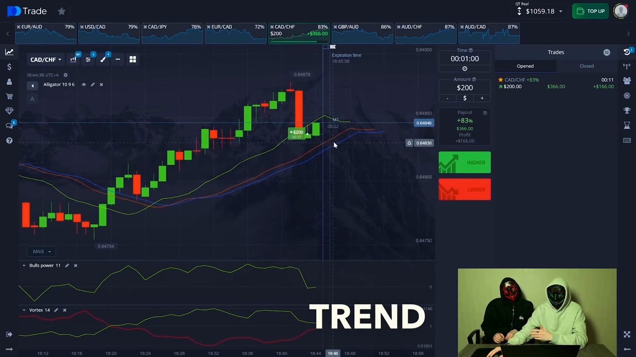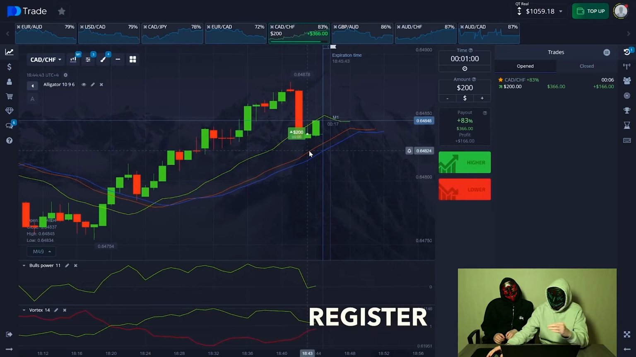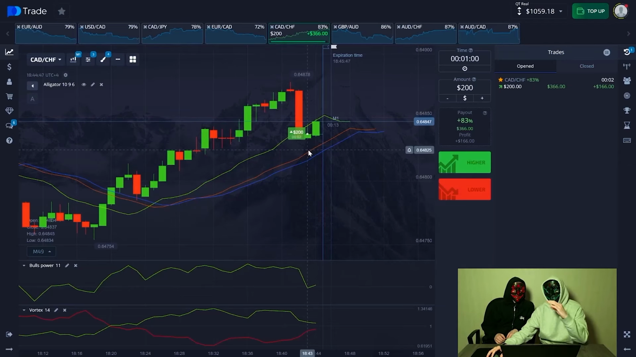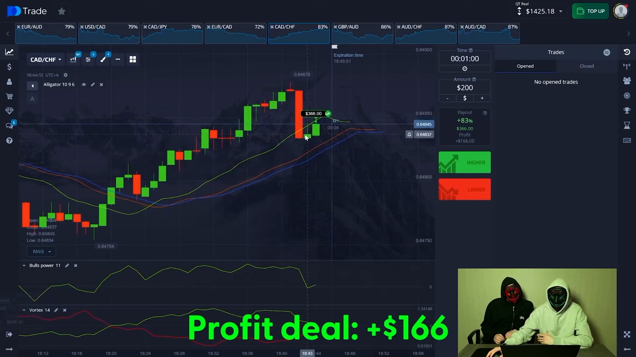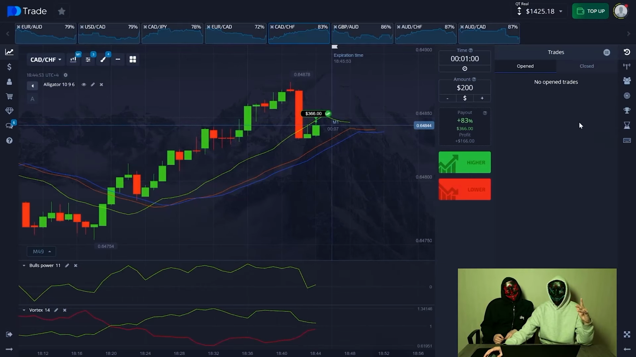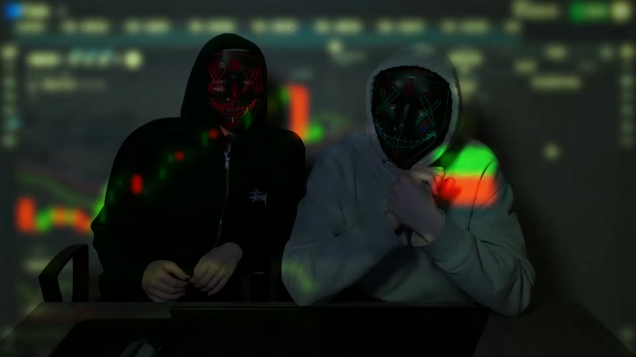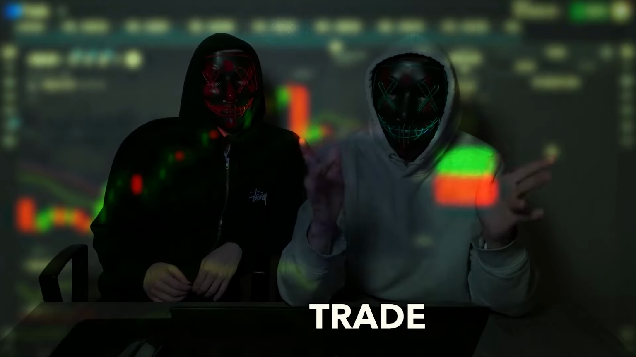As you see, the trend of rising continues. We have 10 seconds left and now we're going to register the clean one. This is a fantastic outcome and we're advancing to a new trade with our same strategy.